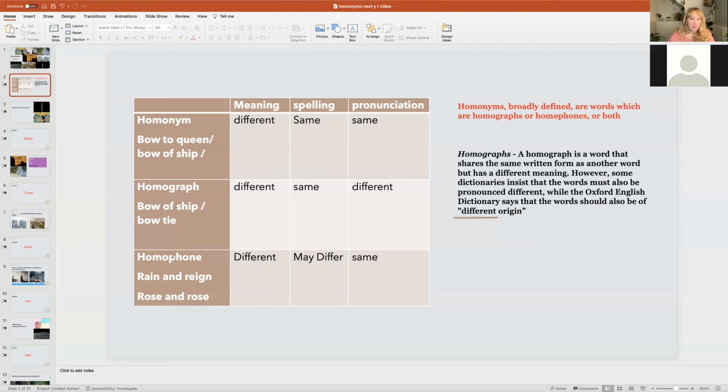Bow and bow. Very good. So now let's look at the homophones. So we have a word that may be pronounced the same. The spelling might be different and the meaning is of course different. So we have rain and rain, which we're going to look at a bit more closely. And we have rose, which is the past tense of to rise. And also we have the flower, a rose, so we can see these are spelt the same, but they have different meanings.